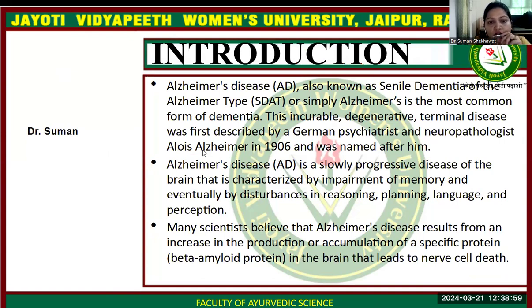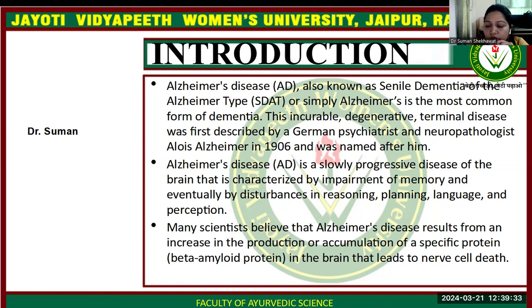First of all, the introduction of Alzheimer's disease. Alzheimer's disease, or AD, also known as senile dementia of the Alzheimer's type, senile dementia, Alzheimer type, SDAT, and simply Alzheimer's, is the most common form of dementia. This incurable, degenerative, terminal disease was first described by a German psychiatrist and neuropathologist, Alois Alzheimer, in 1906 and was named after him.